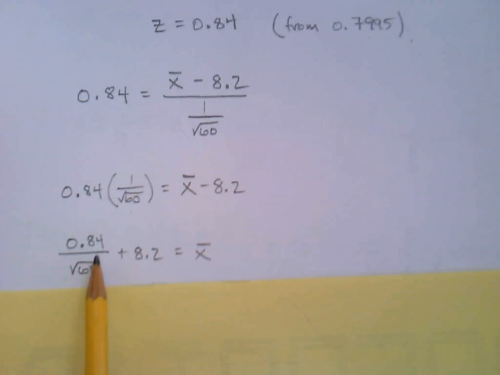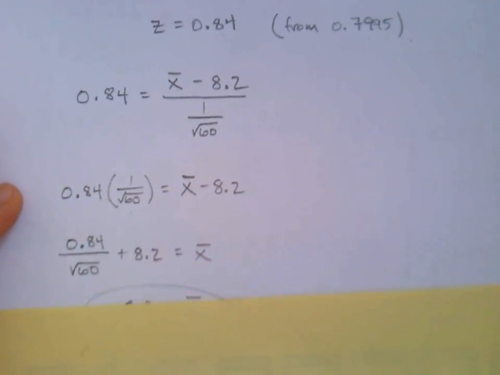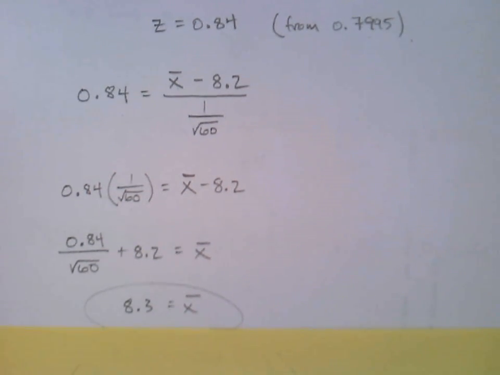And at this point, let's just type it all in and round. And I'll do that with you guys. 0.84 divided by the square root of 60 plus 8.2. I think it said round to 1 decimal place back in the problem. I got 8.3 when you round to 1 decimal place.